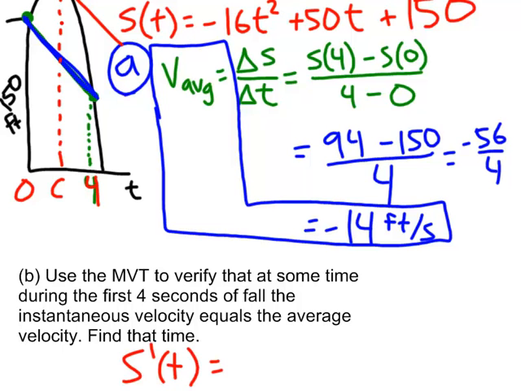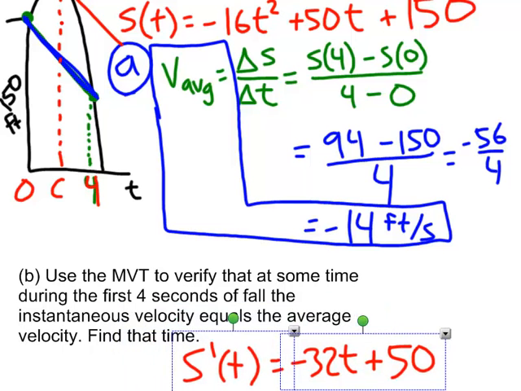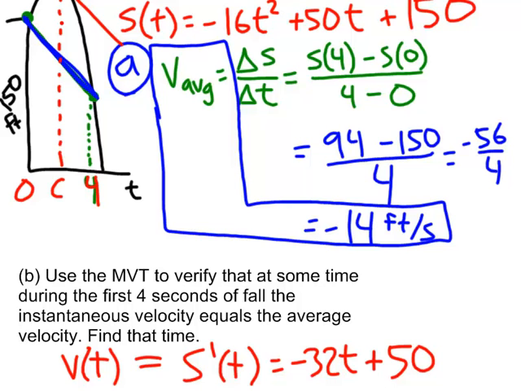S prime of t. Of course, I'm looking up top at our S of t, which is still barely visible on the screen. If I take the derivative, I get negative 32t plus 50. Given the physics context here, do you remember what S prime of t is equal to? It's equal to instantaneous velocity, denoted by v as a function of time. So not v average, but instantaneous velocity at any time t can be given by this equation. So what are we going to do here? We're going to set this instantaneous velocity equal to the average velocity.